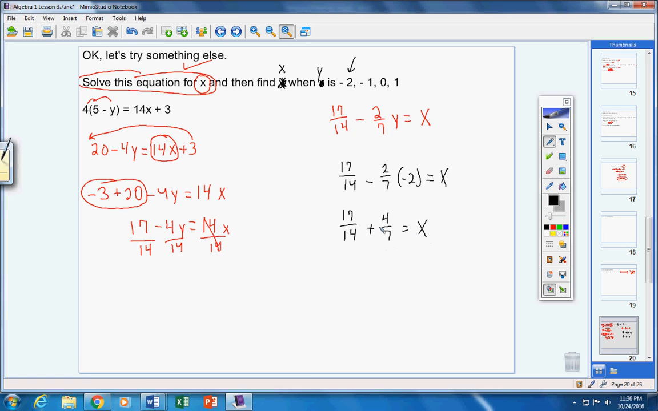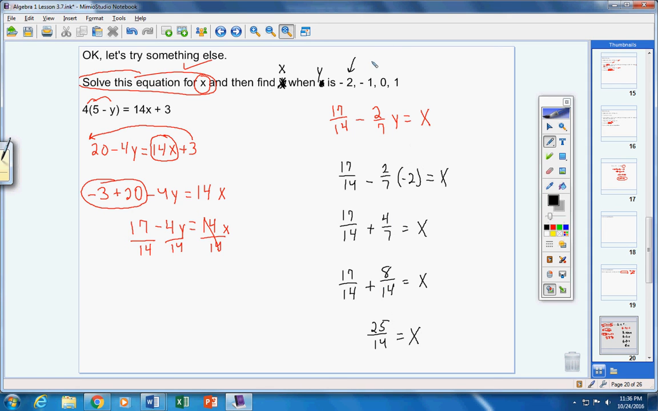And then you guys should know how to add this together, get a common denominator. A common denominator for 14 and 7 is 14. So this becomes an 8. Okay? And now 17 plus 8 is 25 over 14. And there we go. There's what x equals when y is negative 2.